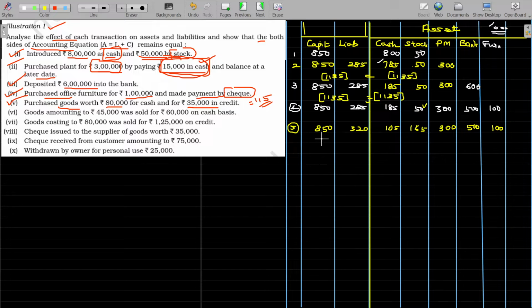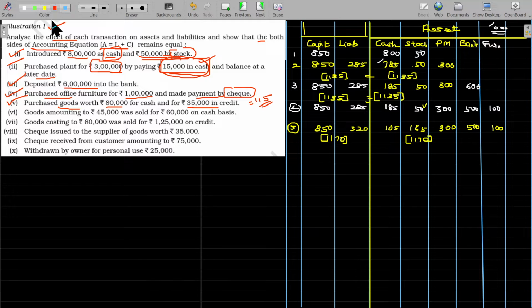What is the total of both sides to verify? 850 plus 320, the total could be 1170. Am I right? 1170. Is that clear? Come on, let me know this value. Is it correct or not? And the asset side should also match 1170. Verify and let me know whether it is correct. 1170.